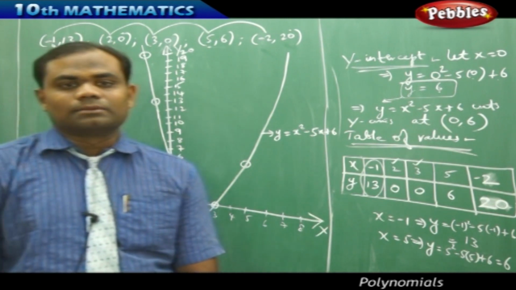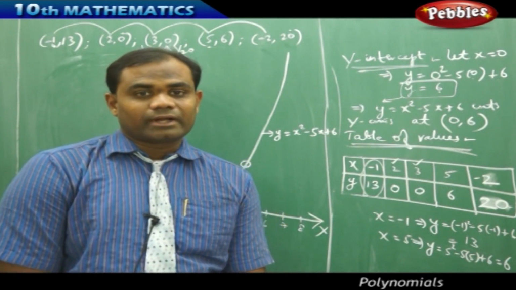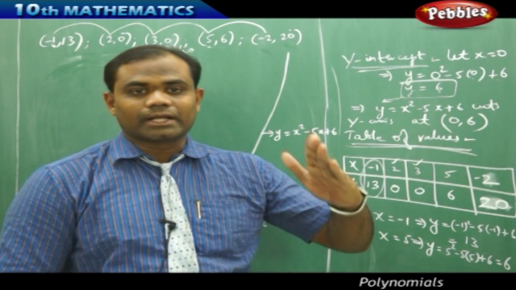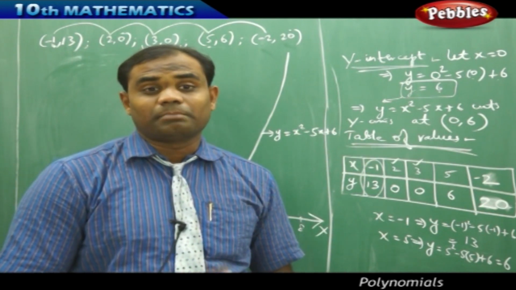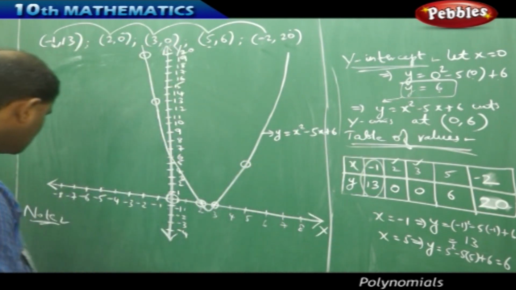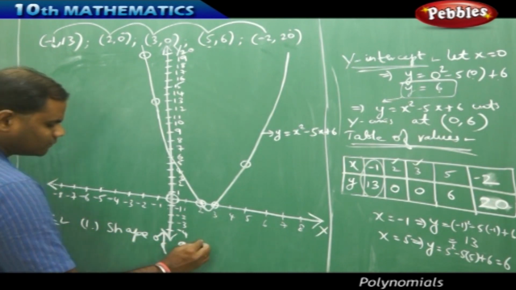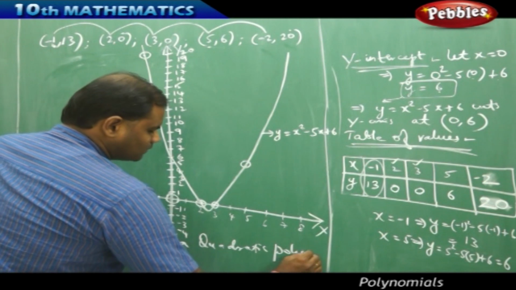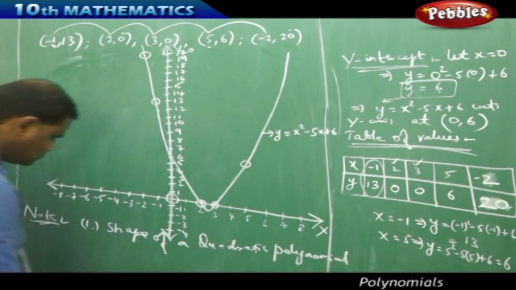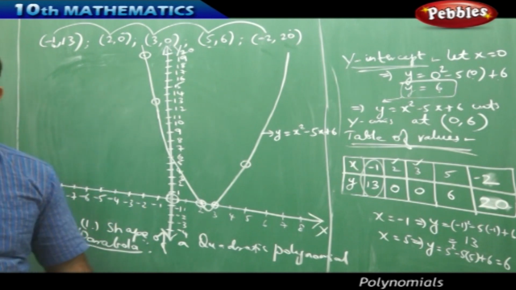So what are the learning outcomes I make in this quadratic polynomial is the biggest question. The linear polynomial is a straight line. The quadratic polynomial is a U-shaped curve, which is called a parabola in mathematics. So my first note says that the shape of a quadratic polynomial is a parabola, is the important note out here.